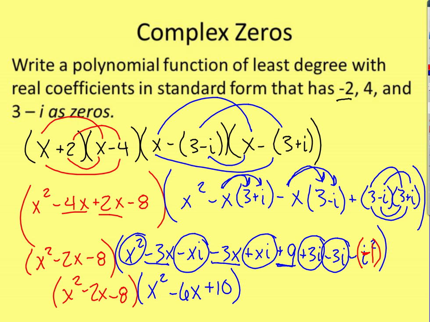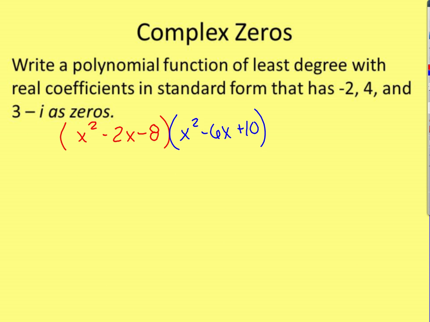When we get to this form, we are going to have to distribute or line these up and multiply. So if we go ahead and distribute, x squared times x squared gives me x to the 4th. x squared times negative 6x is negative 6x cubed. And then we'll have plus 10x squared.